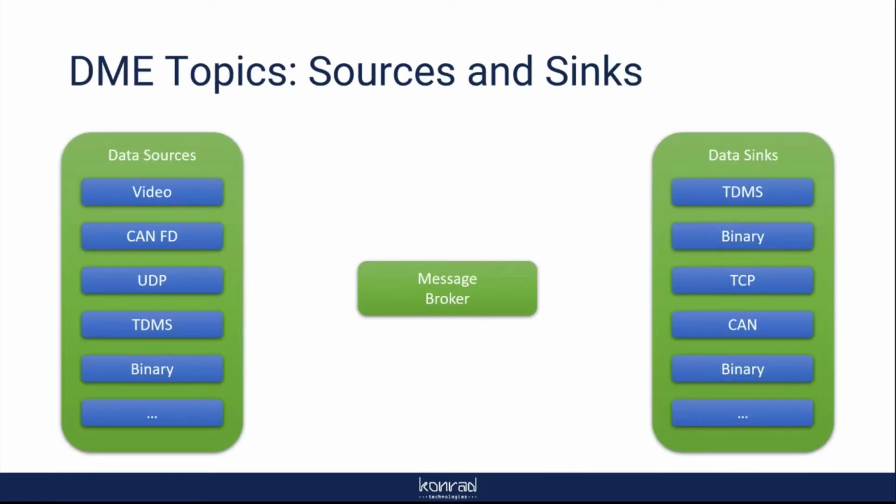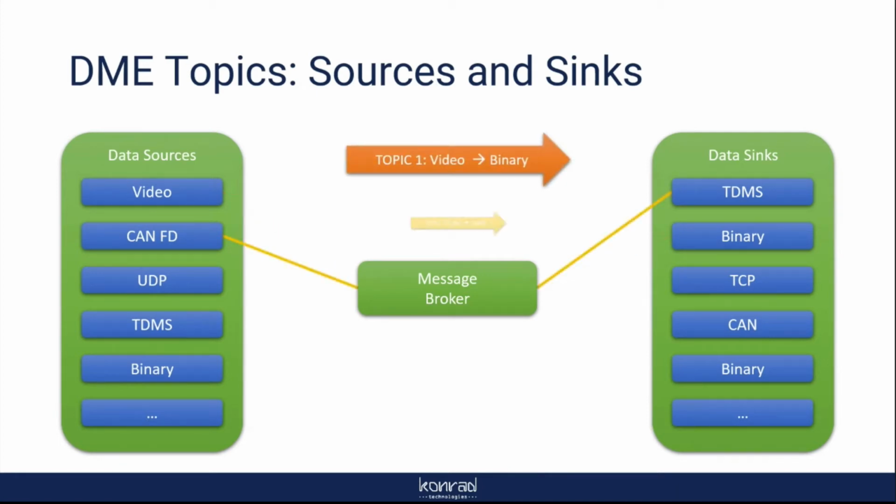Thanks, Becky. I feel this slide does a good job of showing us visually the main entities that the mapping engine deals with. On the left-hand side, we've got sources, or source actors. Sources have methods that are implemented by plugins for specific hardware interfaces, such as CAN-FD, LVDS, or UDP, but also software interfaces, such as TDMS or binary file I/O. These sources read from those individual interfaces and publish data messages to a topic on the message broker.